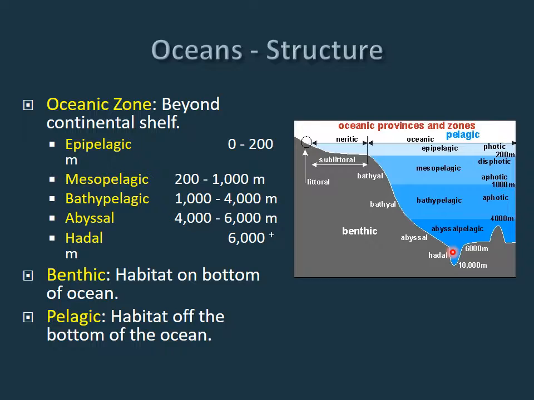Benthic is habitat on the bottom of the ocean, so anywhere on the ocean floor you'd call benthic, and pelagic habitat is any habitat within the water region. So not necessarily dependent on depth, but dependent on whether you're living on the bottom of the ocean floor, or whether you're living out in the waters of the ocean. Benthic versus pelagic.